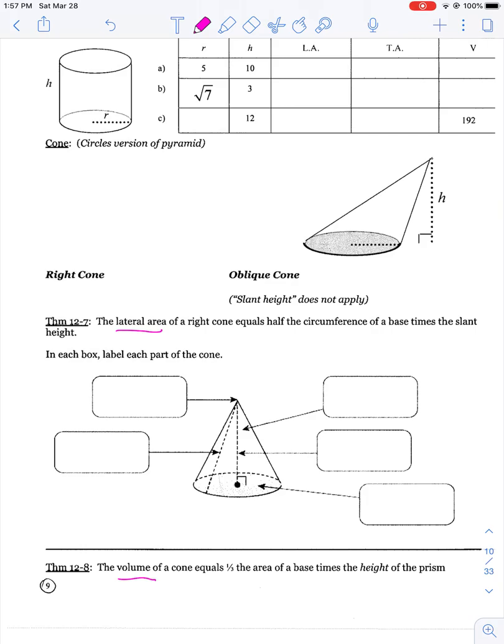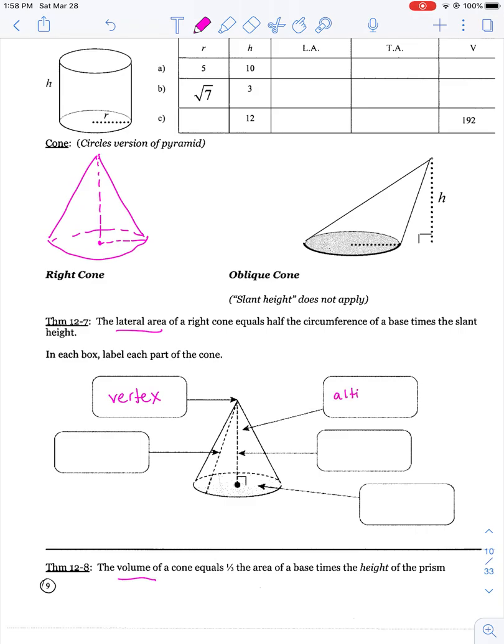The one in particular that we're going to focus on in this class is a right cone. A right cone simply means that the vertex of that cone is directly above the center of the circular base. If we finish that sketch, we can label some of the features of this cone, with the top being the same as the top of a pyramid. It's called the vertex.